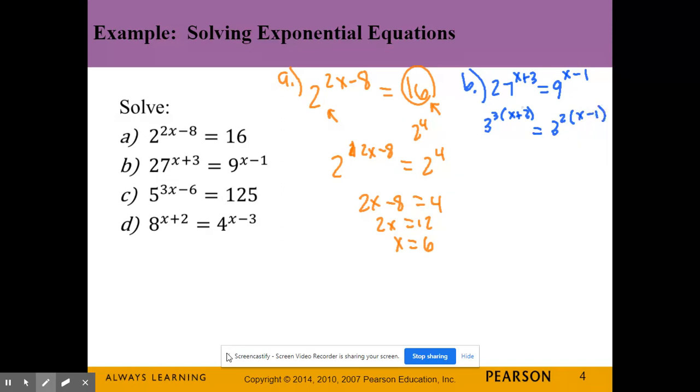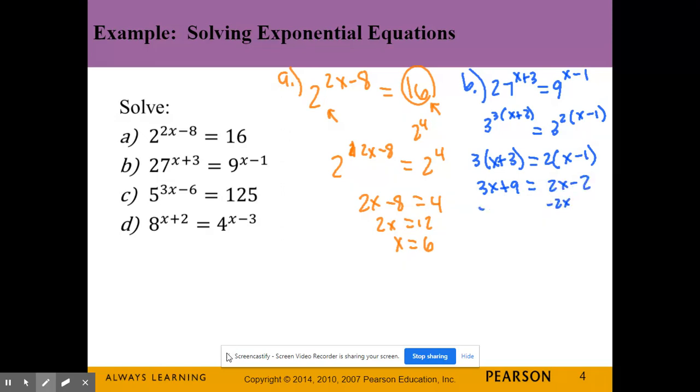Now the bases are the same, and I can now set the exponents equal to each other. So 3 times x plus 3 is equal to 2 times x minus 1. Now I'm just solving a linear equation, right? I'm going to distribute, I got 3x plus 9. Here I've got 2x minus 2. Let's subtract the 2x, and you get x. Subtract the 9, and you get negative 11. All right, so for part B, the answer is negative 11. Why don't you try parts C and D? So pause it, try those, and then come back and we'll go over the answers.